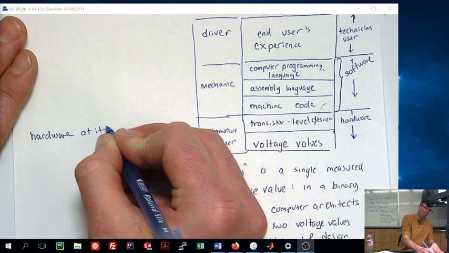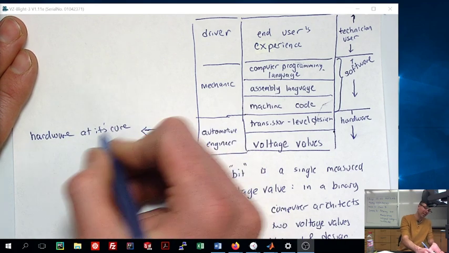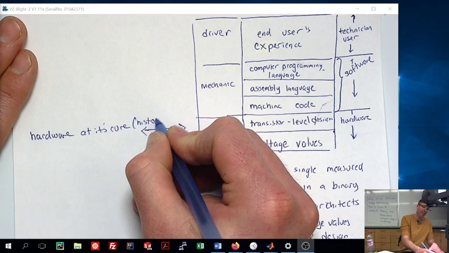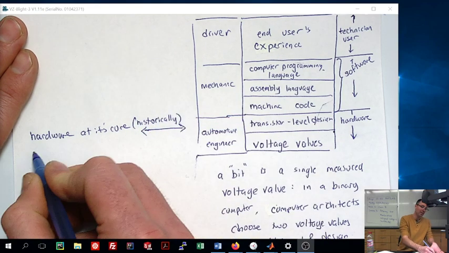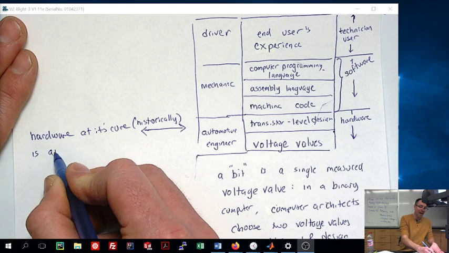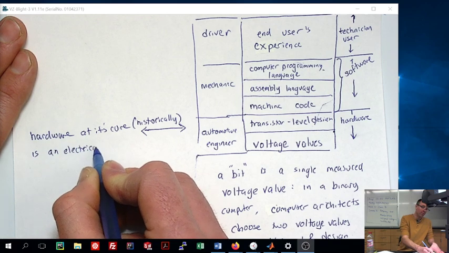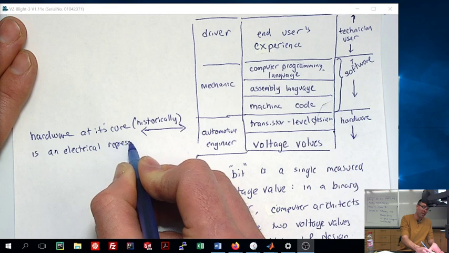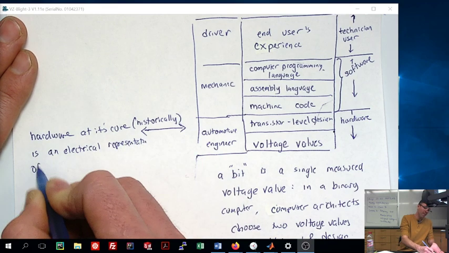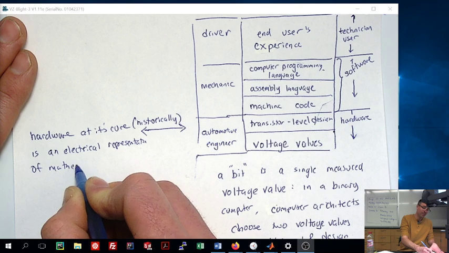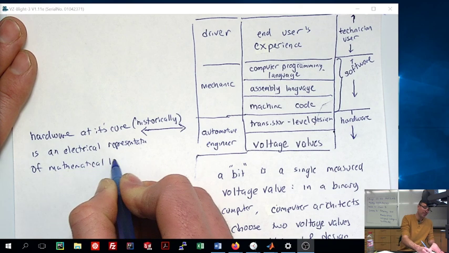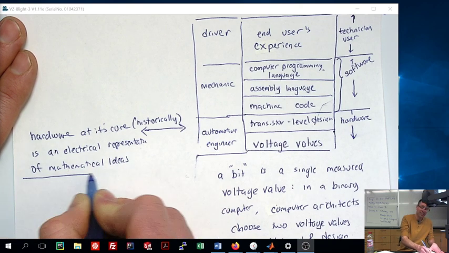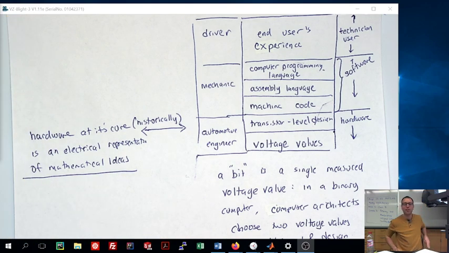So the whole concept of hardware at its core, historically, we're very, very far away from this now, is an electrical representation of mathematical ideas. And let me just say this, we might not finish binary representation today, but I'm not tripping about that. I want you to have a mental map of what's going on here.